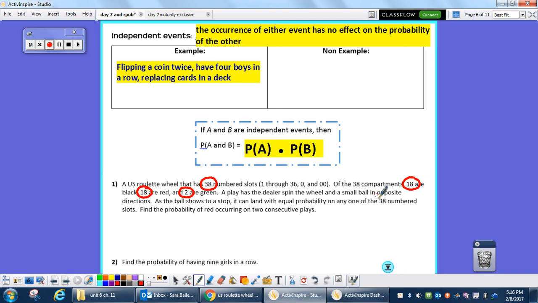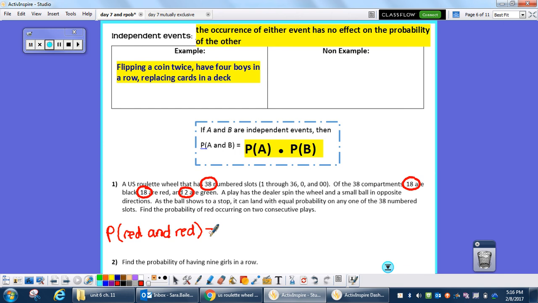So you're going to spin the wheel, and there's a small ball that goes in a direction, and when the ball stops, it has equal probability of landing on any of the numbered slots. So you want to find the probability of red occurring on 2 consecutive plays. So that basically means the probability of red and red. You would roll, see what you get, and then just roll again. No numbers get taken off the board, no dice get added in.